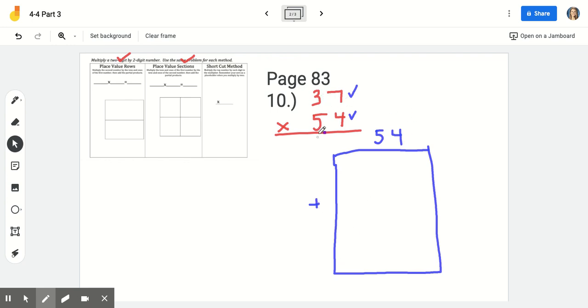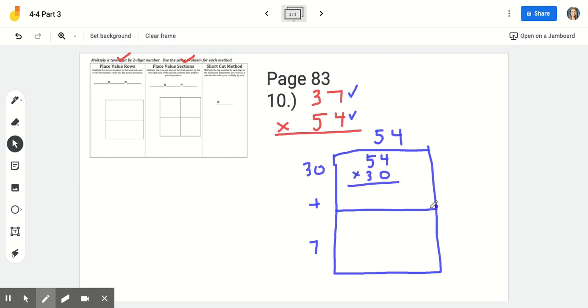Well, the 3 is in the tens place, so that represents 30, and the 7 is in the ones place, so that just represents 7 ones. So 30 plus 7 equals 37. Let's split our rectangle into 2 pieces by drawing a line, and we're going to do one multiplication sentence up top and one multiplication problem on the bottom. All right, starting at the top one, top factor times the side factor is 54 times 30.